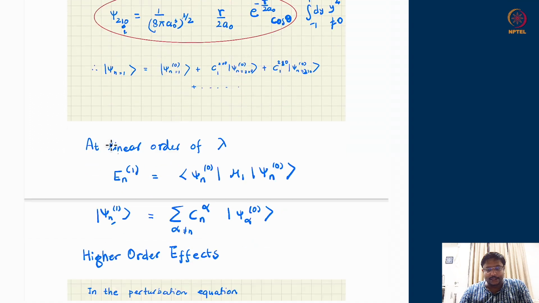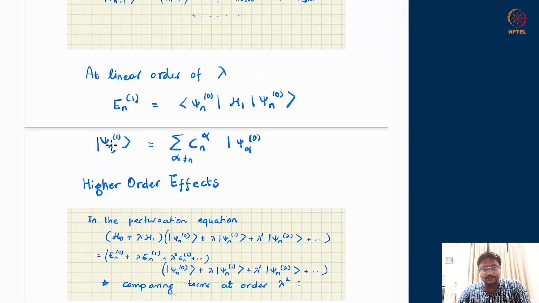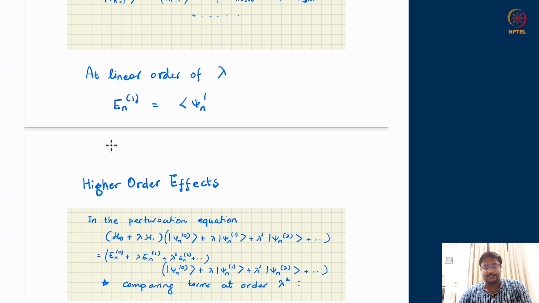Okay, now in today's discussion what we will try to do is to move into the domain of higher order effects, how to compute things at second order, let us say as an example, and from this philosophy we will see how to obtain things for higher order effects as well. So let us get going.